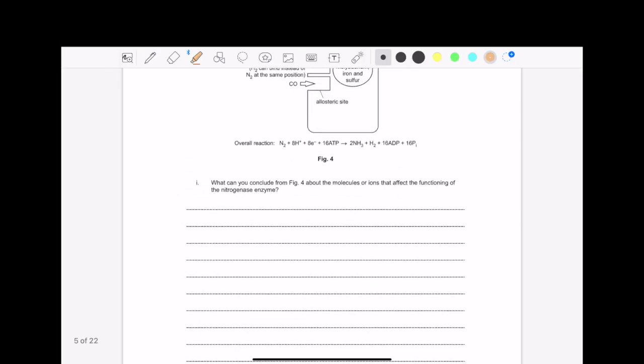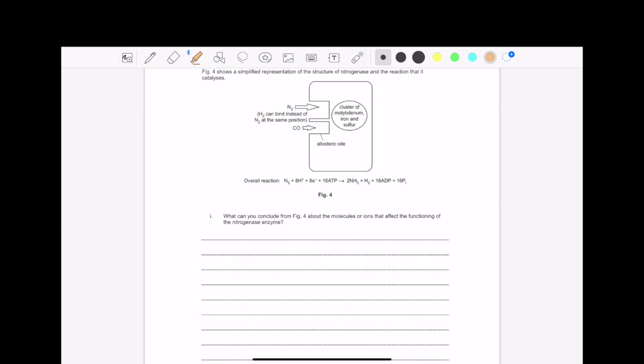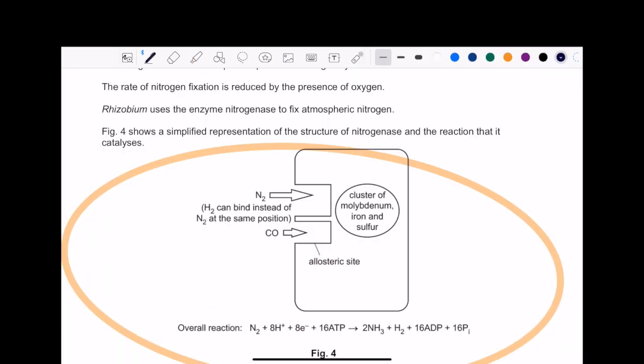Next one says, what can be concluded from figure 4 about the molecules or ions that affect the functioning of the nitrogenase enzyme? I love this question. It's sort of like an application question because you don't really know what the nitrogenase enzyme is, but they have given you the figure and the overall equation. So if they've given that sort of information, you have to use it. Plus, it's a conclude. So by just kind of stating what you see, you're going to get the marks. So let's have a look.